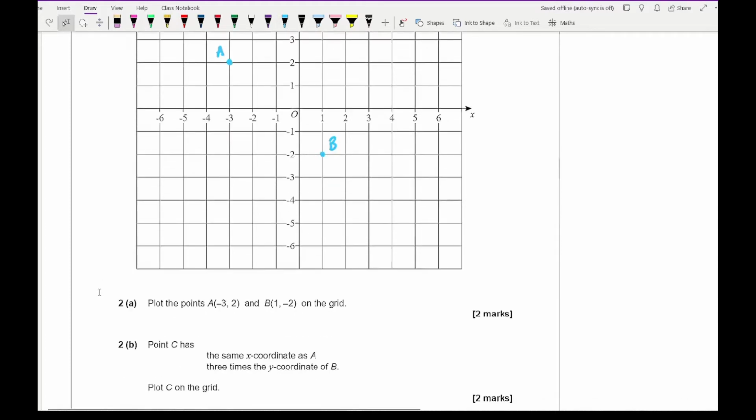It then says point C has the same x coordinate as A and is 3 times the y coordinate of B. So looking at this, the same x coordinate as A, well, A is minus 3, and B is 3 times the y ordinate. So if we multiply that number by 3, we get minus 6. So then it's going to be minus 3, minus 6, and minus 3, minus 6 is just there, and we can plot that and make sure that you do label it.